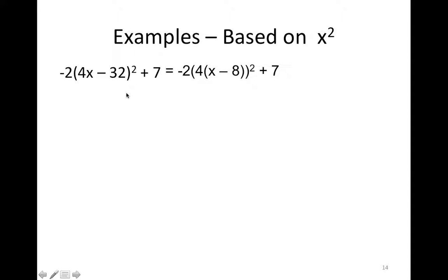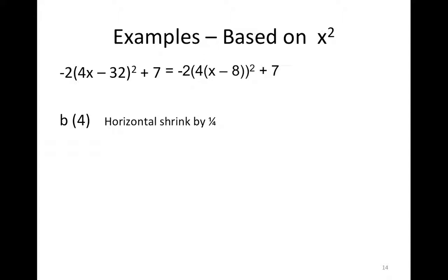Really, the only change that needs to happen here is I need to factor the 4 away from the x. So the 4 has been factored away from the x. I also need to factor a 4 out of the -32. So I get this. So then if you follow the parentheses, from this parenthesis to that parenthesis, that's all being squared. So all of this is related to x somehow, to horizontal movements. The -2 and the 7 are outside of the squared function. They're related to vertical movements.